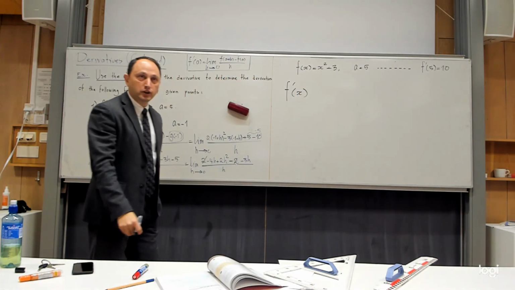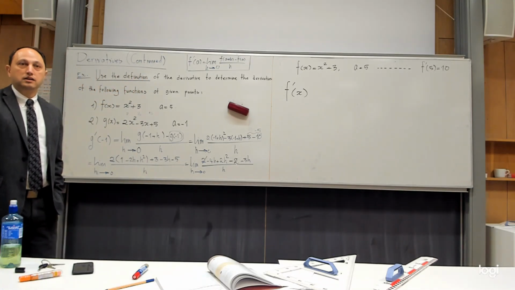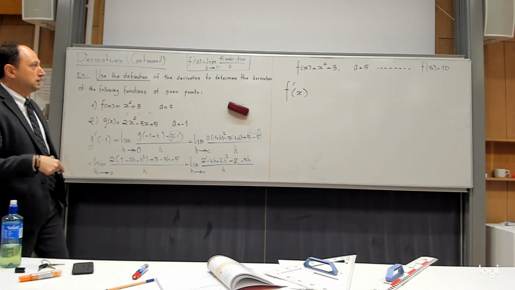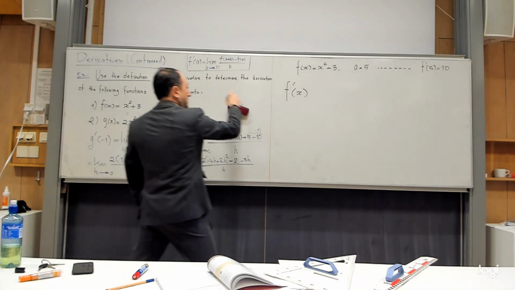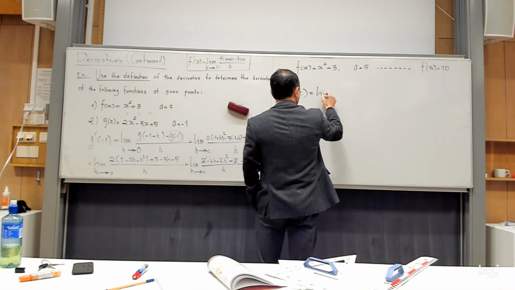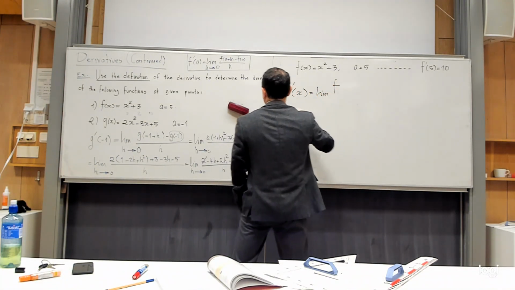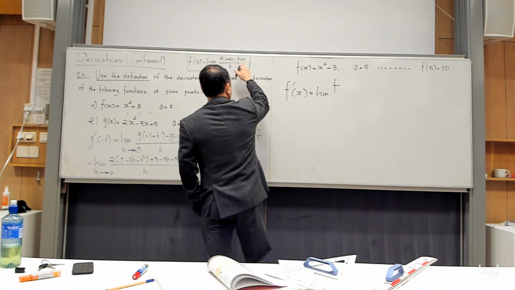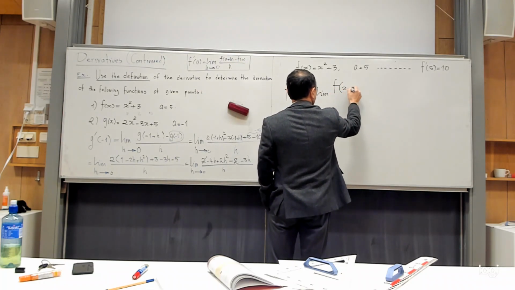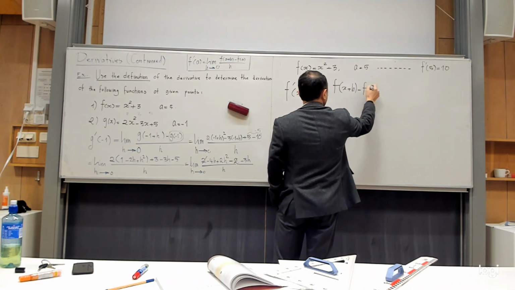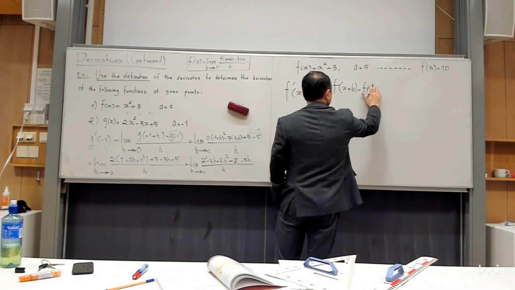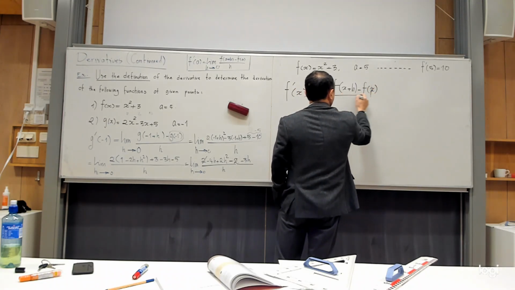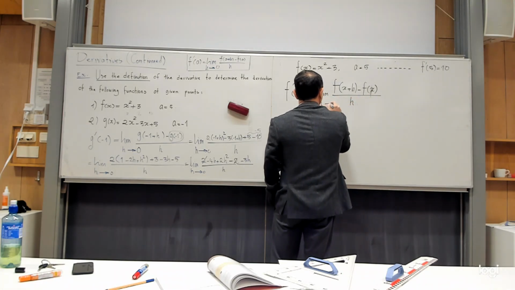Yes, not just for a, but for any x that Bobak will provide for me later. Yes? So this becomes the limit of f, what should I write? Instead of a, I have what? f of x plus h minus f of x, divided by h, as h goes to 0.